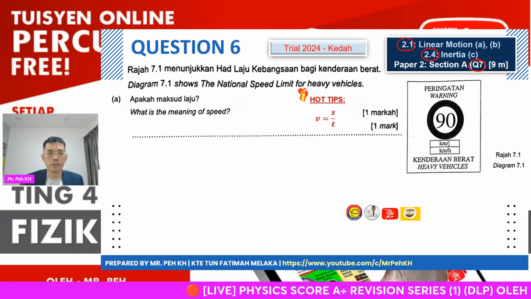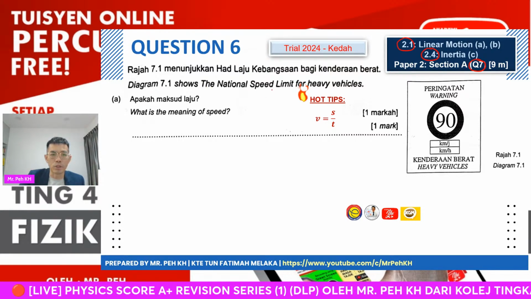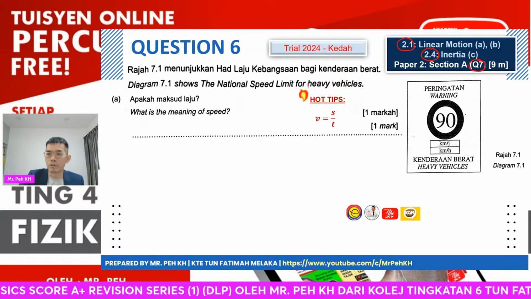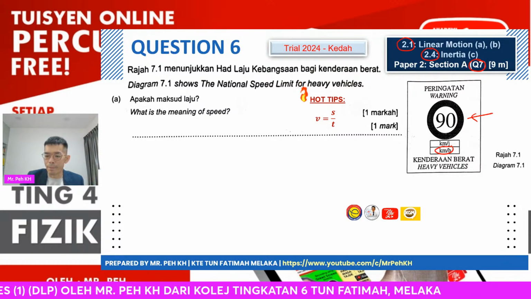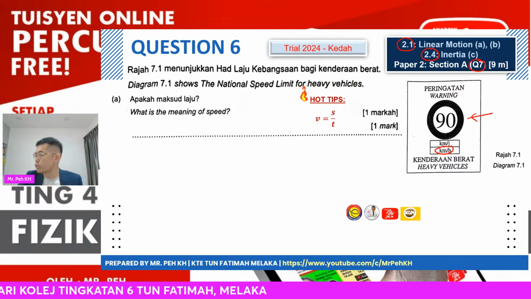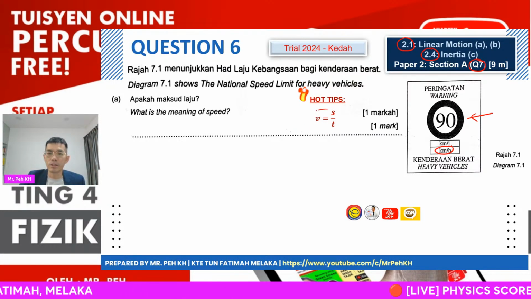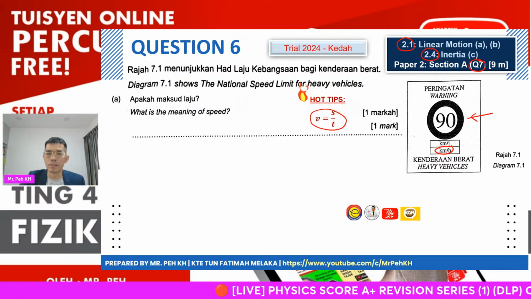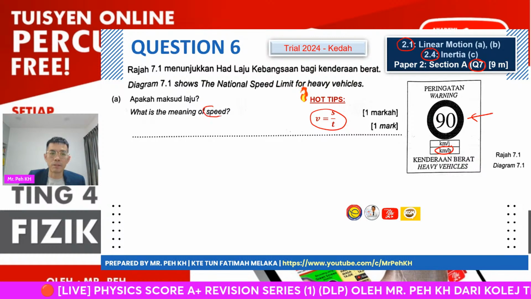Okay, so here the first question. Diagram 0.1 shows the national speed limit for heavy vehicles. So here this will be 90 km per hour. What is the meaning of speed? Here you can define your answer through the formula. The formula will be S over T. The S here would be the displacement, but here you see speed.